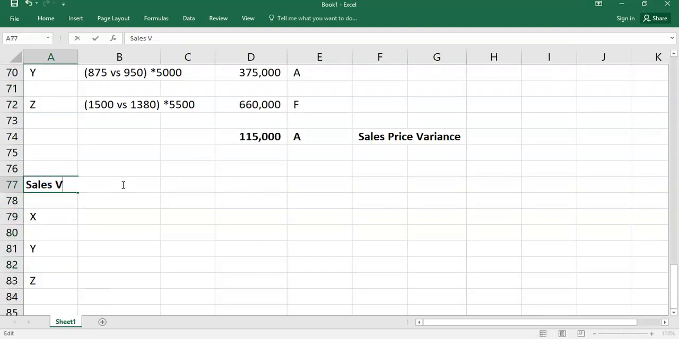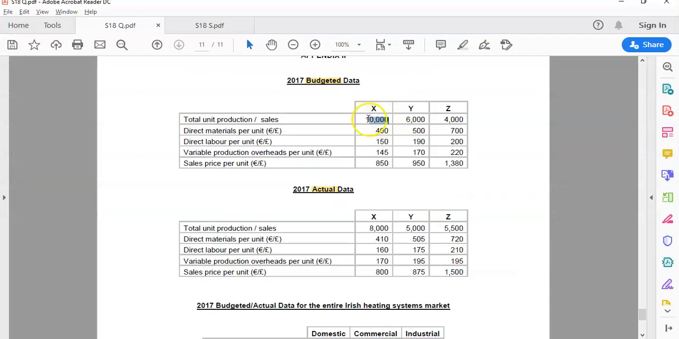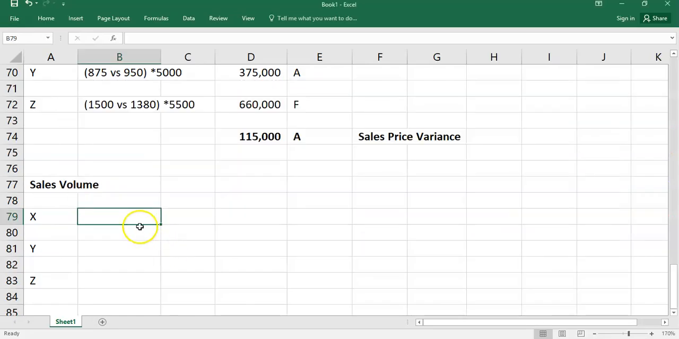Your sales volume, what you're comparing here is budgeted volume, 10,000, to actual volume, 8,000. So again, this is going to be adverse. It's 8,000 versus 10,000. And this is where students get caught. In a sales volume variance, which you should have written down in your cheat sheets, you don't multiply by price. You multiply by either contribution per unit, the standard contribution per unit, or the standard profit per unit.